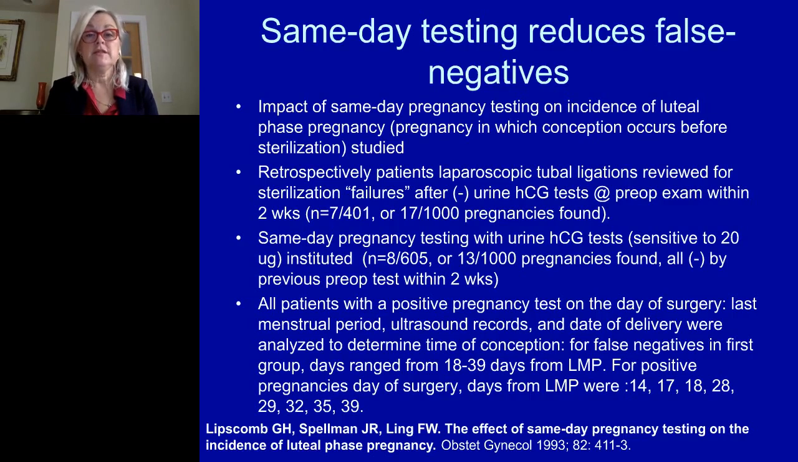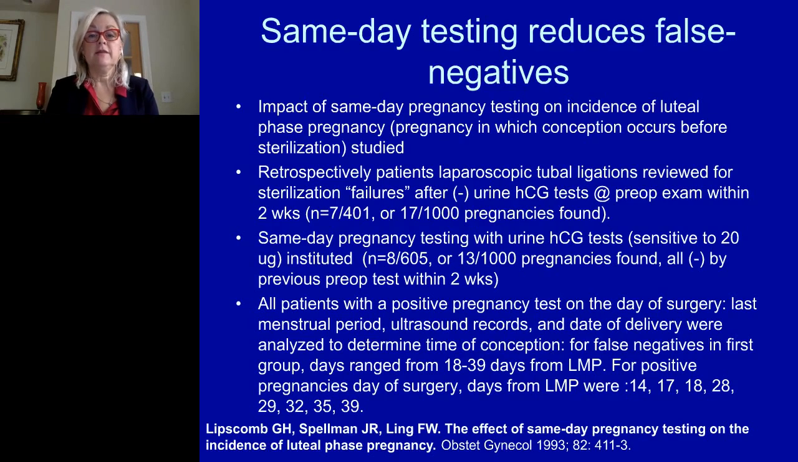When they instituted same-day pregnancy testing, also using urine HCG tests, so they were comparing apples to apples, they found 8 pregnancies and were able to cancel the procedure in those 8 pregnancies out of 605, which is a rate of 13 per 1,000 pregnancies. And all of these cases were following a negative urine pregnancy test within 2 weeks. So the same day testing picked up an additional number, which was significant, 8 out of 605.